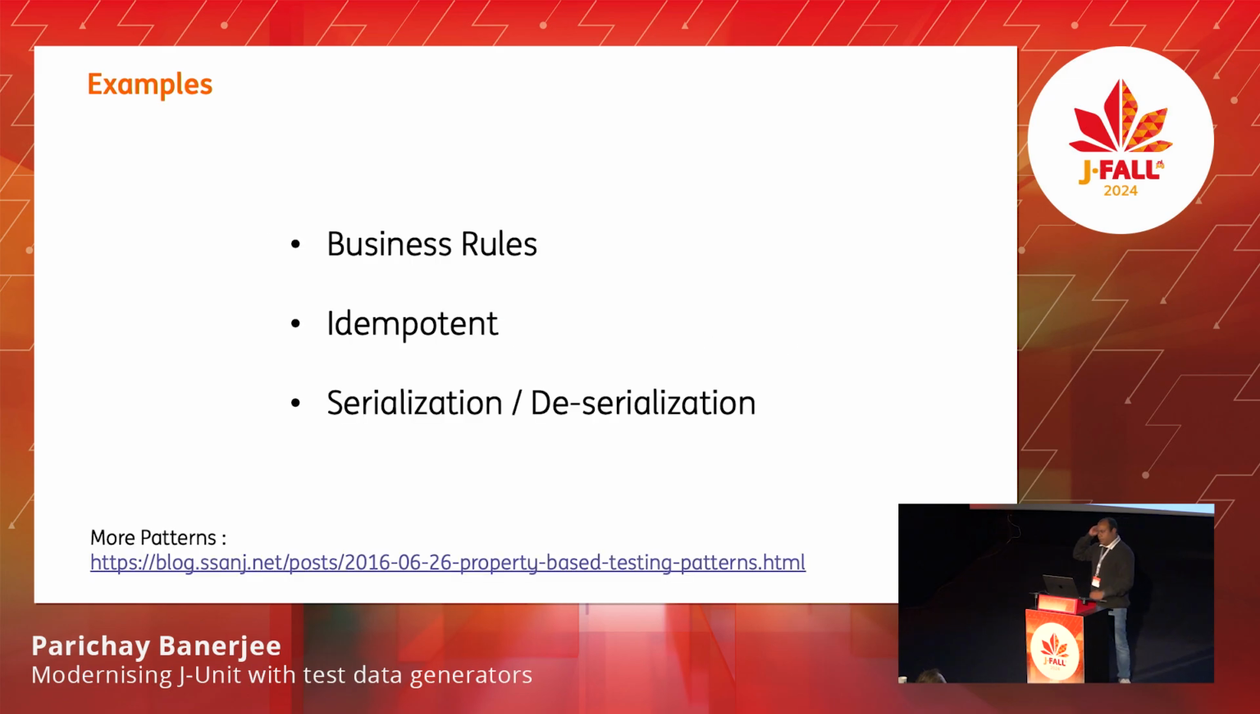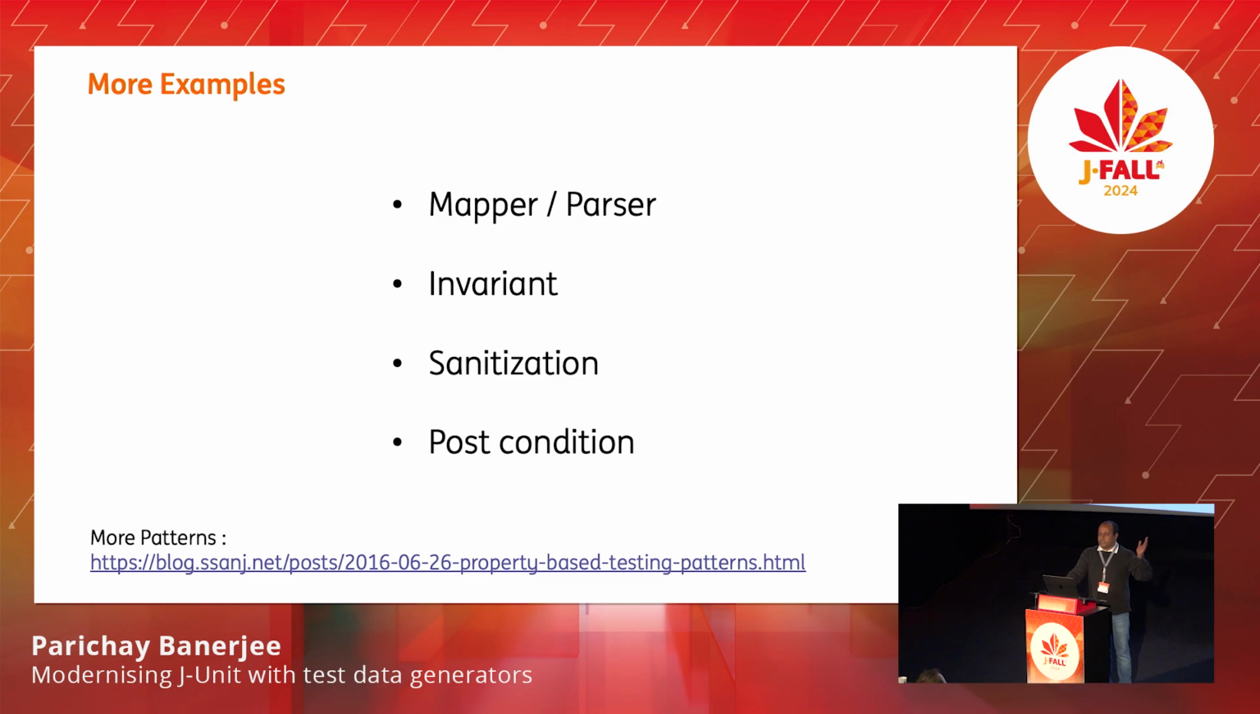Sorting and reversal are trivial. These are not like the enterprise application you are working on, right? So for more complex use cases, it could be the business rules, it could be the idempotent nature of the functions or methods. A lot of the time we do serialization, deserialization in our APIs. Mapper, MapStruct we use, right? To DTO to entity and so on, vice versa. Invariants, we do sanitization of strings. We also do post conditions.